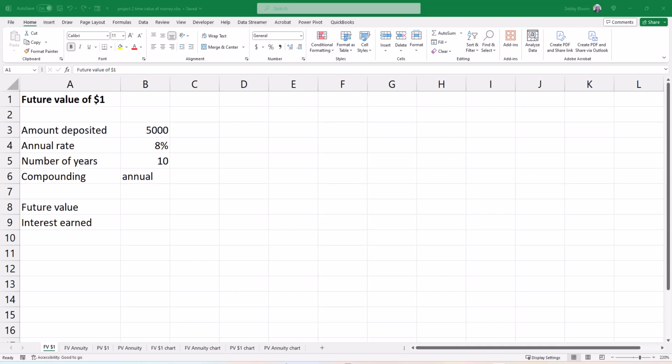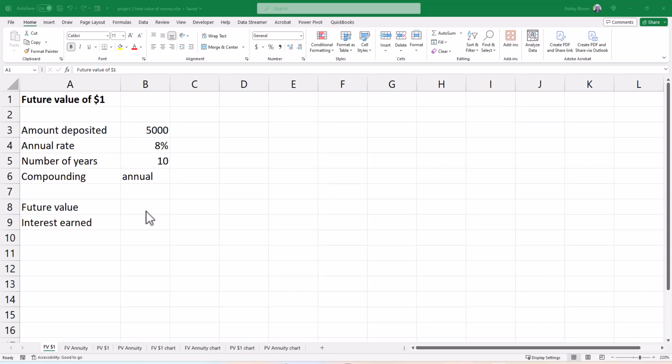In this video, we're going to go over how to do your time value of money project, both with Excel and with the included interest charts. The first tab you have to look at is the future value of $1. You're going to deposit $5,000 at 8% over 10 years.